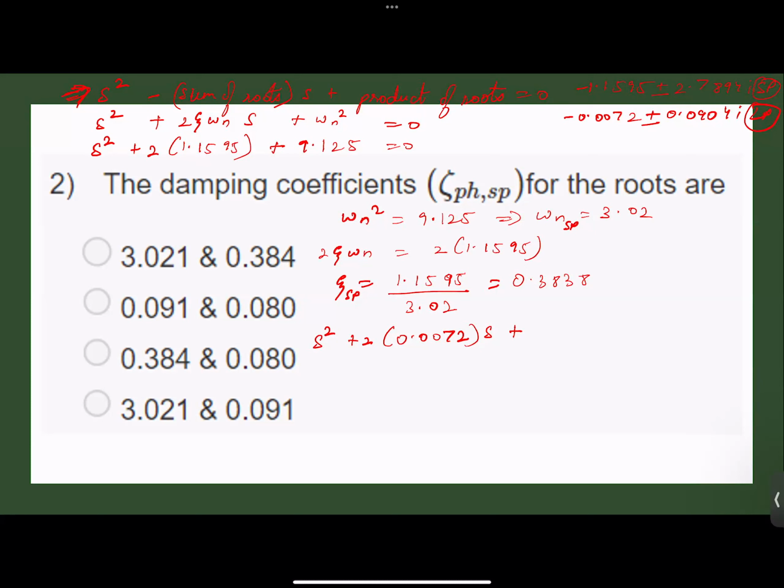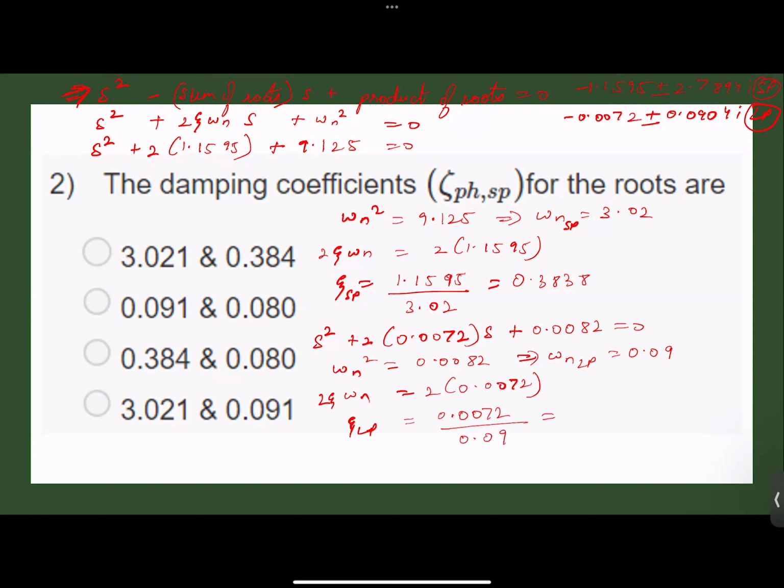Correct me if I'm going wrong somewhere. Okay, so I'm getting 0.0082 equals 0. What does this give us? Omega n square is 0.0082, which gives us omega n for the long period as 0.09. And 2 eta omega n gives you 0.0072. And so eta of the long period is 0.0072 divided by 0.09. How much is this value?